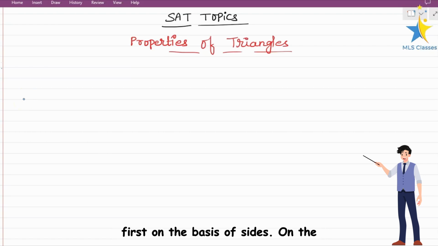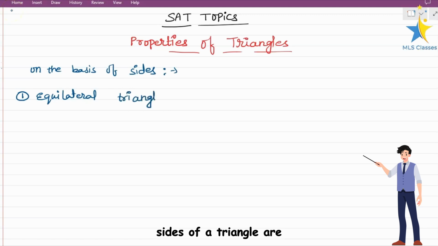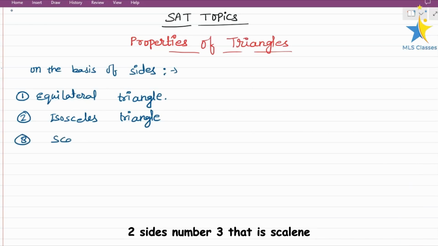So first, on the basis of sides. First, equilateral triangle, where all three sides of a triangle are equal, as well as angles are also equal. Then isosceles triangle. In this one, two sides are equal, whereas one side is not equal to the other two sides. Number 3, that is scalene triangle, where all three sides are different.